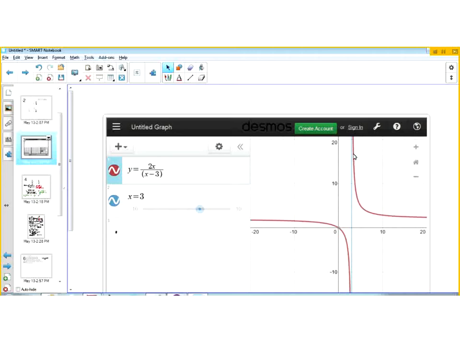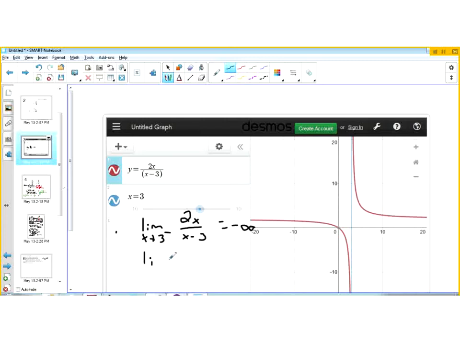So in this case, the left and right limits are not the same. And so an important takeaway is we have the limit as x approaches 3 from numbers smaller than 3 of 2x over x minus 3 is equal to minus infinity.